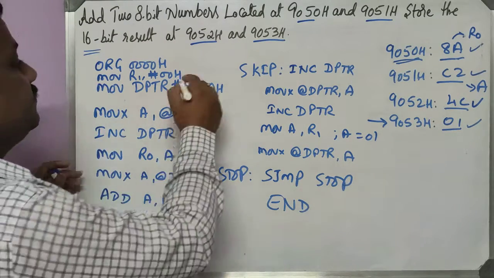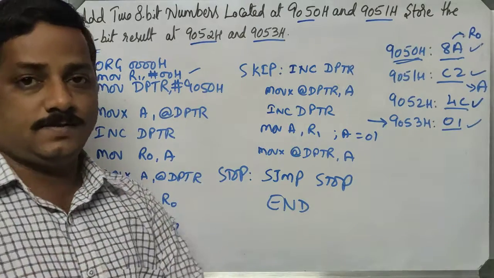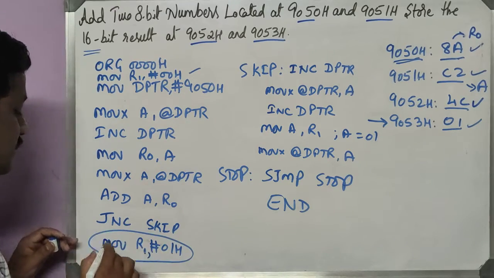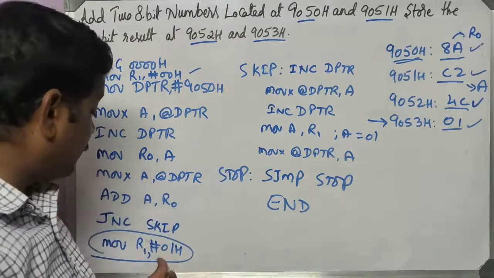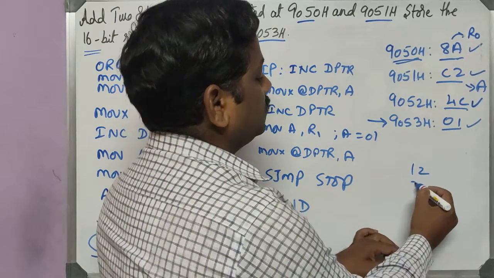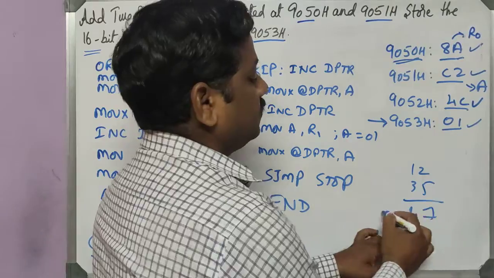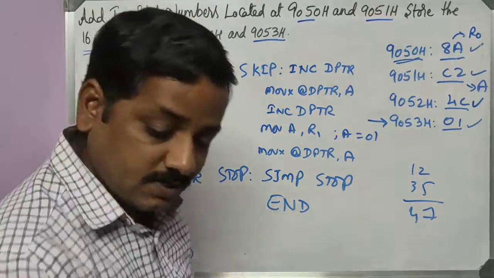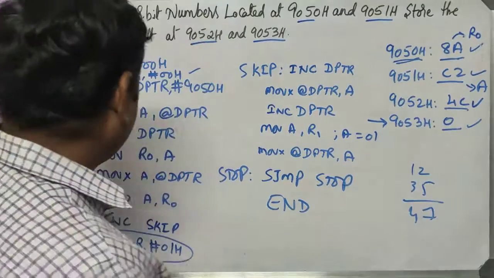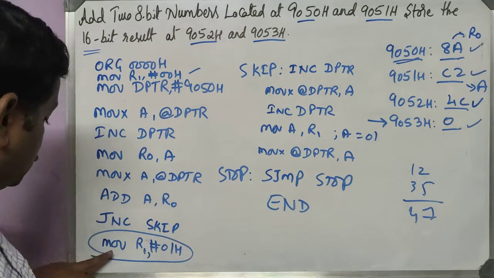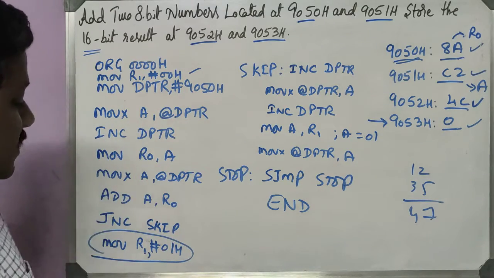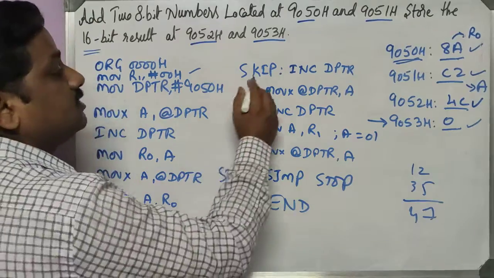This R1 is just used to identify the carry. If there is no carry, only this one particular line will be skipped and it will jump to this. So I will not make R1 as 1. For example, say I take an input like 1, 2, 3, 5, 7 and 4. You didn't get any carry, right? So here it should be 00. If there is no carry, it will not increment this R1. R1 is already assigned 00, so R1 will have 0 only. It will skip this and jump here.